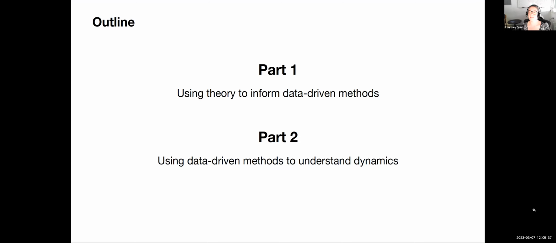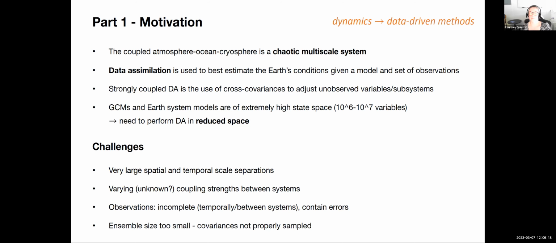I'm going to split this talk up into two parts, basically. And the idea is to show that this is not a one-way process, right? It's not that theory definitely informs data or data definitely informs theory. They go hand in hand. You can use the theory to inform your data-driven methods and improve how you're going about them, but then you can also use your data-driven methods to peel back your system and understand the dynamics on a lower dimensional space, when maybe that lower dimensional space is not so clear from the outset. So we'll get started with part one.